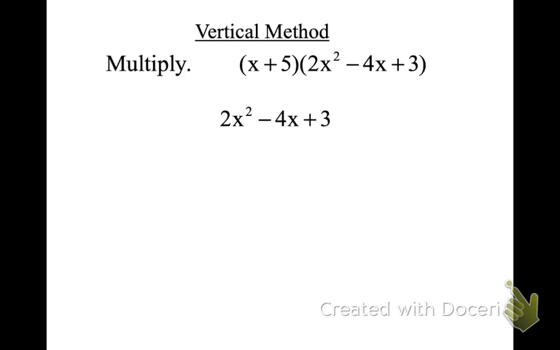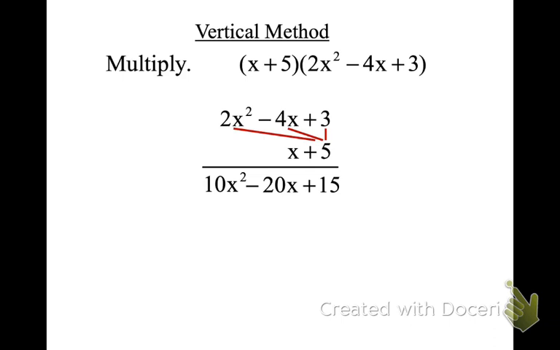So the bigger polynomial, the one with more terms, always goes first. And now I'm going to multiply 5 times everything in there. So 5 times 3 is 15. 5 times negative 4x? Negative 20x. 5 times 2x squared? 10x squared. Okay, and now I'm going to multiply x times 3.